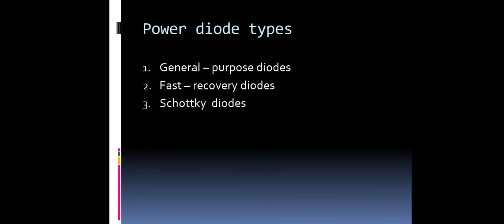General purpose diodes have a relatively high reverse recovery time. They are used in low speed applications where the reverse recovery time is not critical. These diodes have current ratings from less than 1 ampere to several thousand amperes, and voltage ratings from 50 volts to around 5 kilovolts.